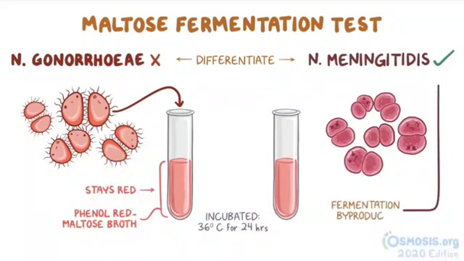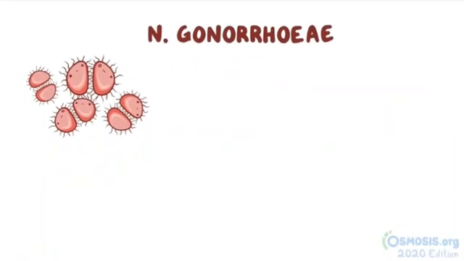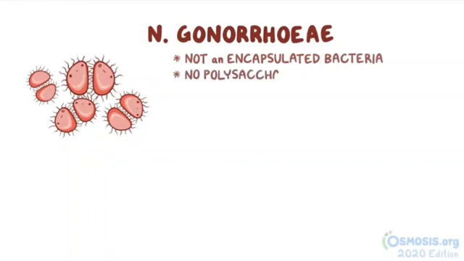Since N. gonorrheae can't ferment maltose, the solution stays red, whereas with N. meningitidis, fermentation byproducts make the solution go yellow.